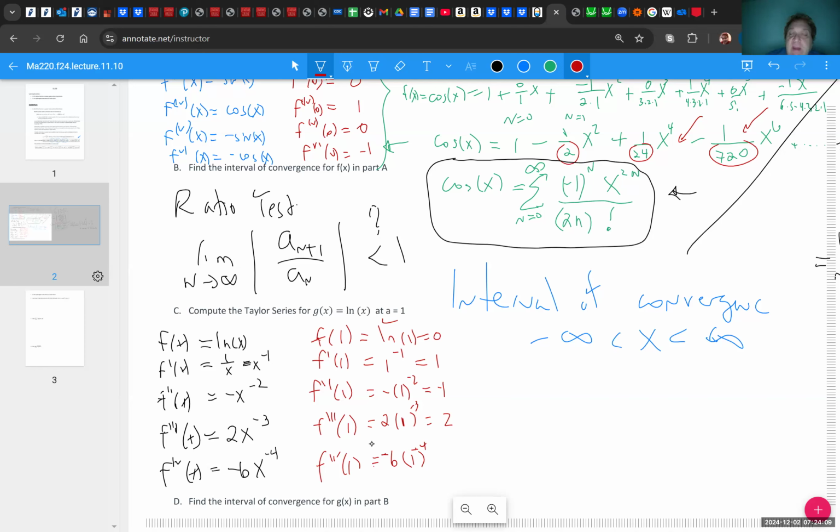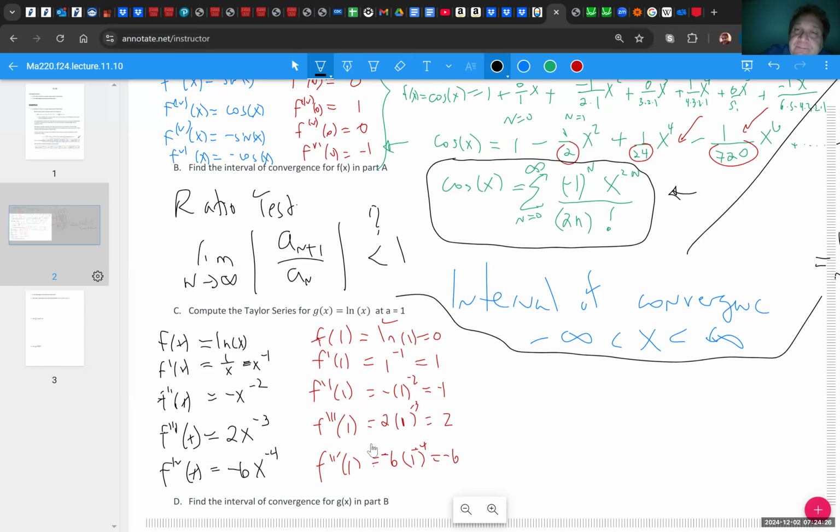So I didn't make any mistakes. 1 to the negative 3rd power is 1, times 2 is 2. 1 to the negative 4th power is 1, times negative 6 is negative 6, etc. Okay, so let's write our Taylor series.